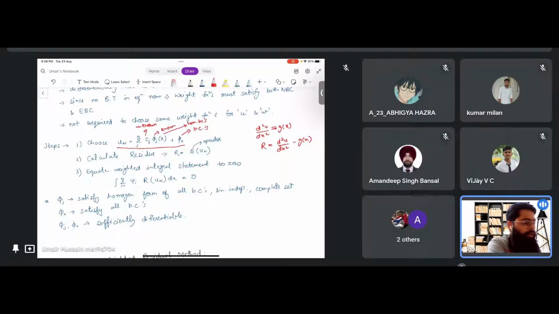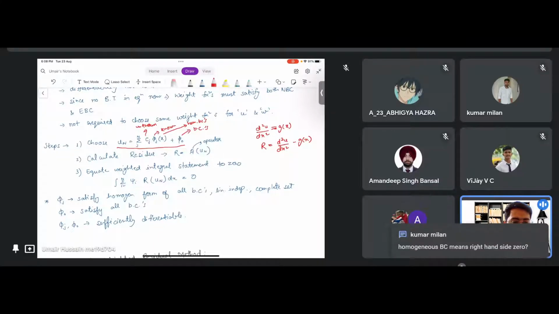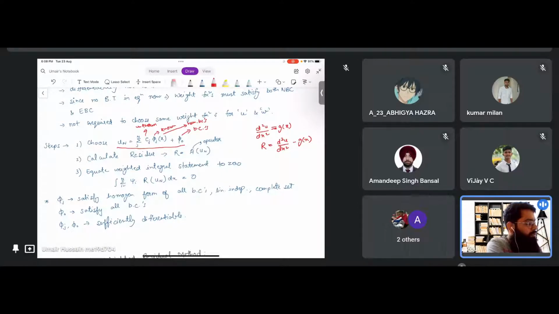Can anyone tell me why we call this residual? Yes, homogeneous means when the right hand side is zero. So when you say homogeneous boundary condition, suppose the boundary condition is defined as u equal to 5. The homogeneous form of this would be u equals 0. So we turn the right side to 0.